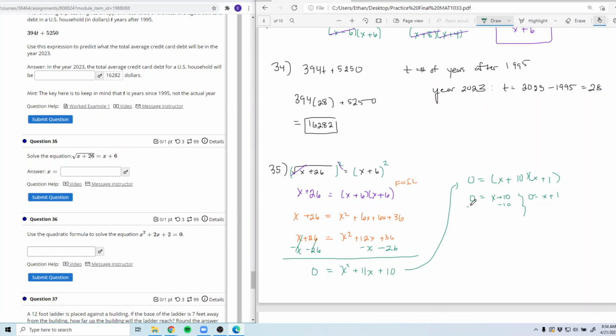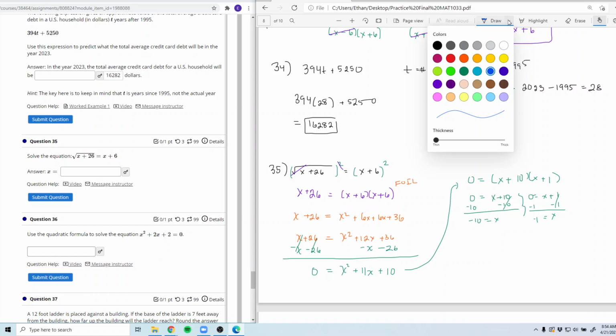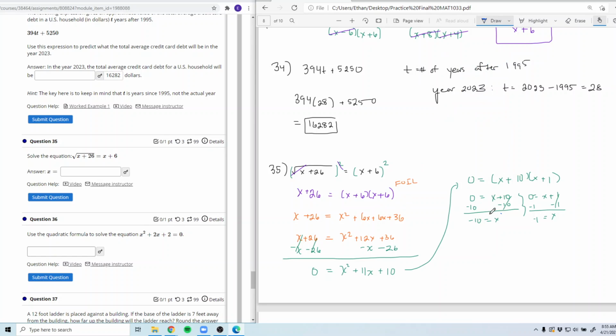And solve each one for x. We subtract the 10 over here, we get x equals negative 10 for the one on the left. And on the right, subtract the 1, and you get x equals negative 1. Now, normally when it comes to factoring type problems, we're done at this point. I'm going to go ahead and box these in, but I am not saying they are both correct.